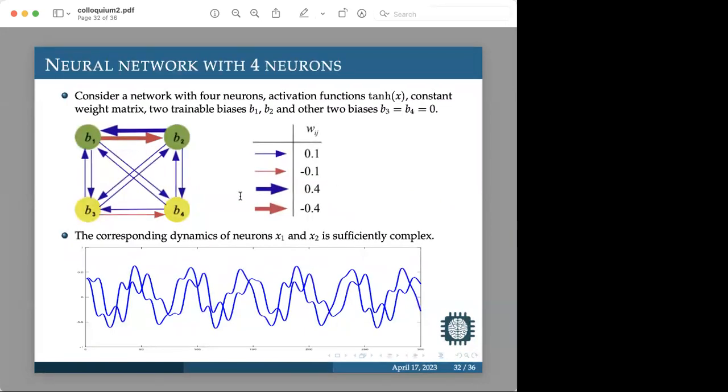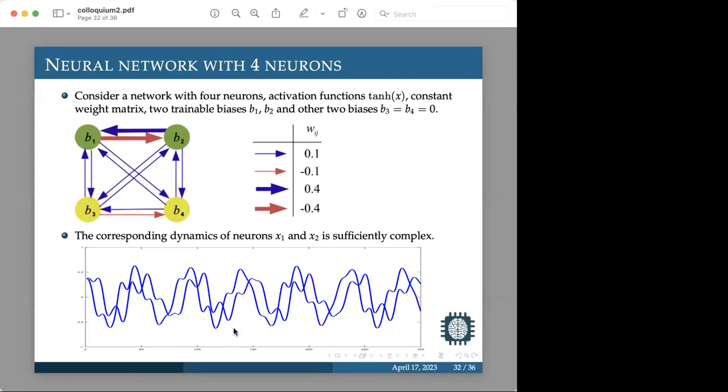And there are some numerical experiments that were done. Here is an example of a neural network with 4 neurons, no boundary conditions, and everything is fixed other than these 2 biases. Then you follow this neural dynamics of those 4 neurons. What you're plotting here is how the state of neurons 1 and 2 changes. You see some kind of more or less quasi-periodic behavior, but not completely. So every next step changes.